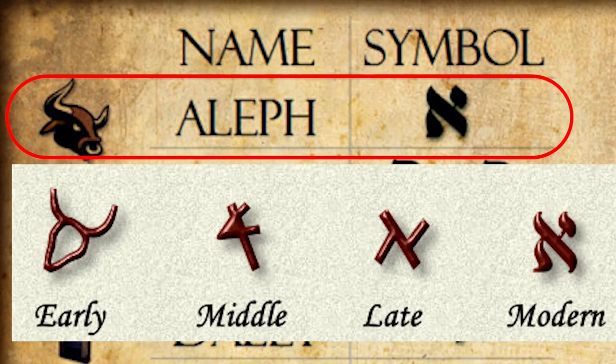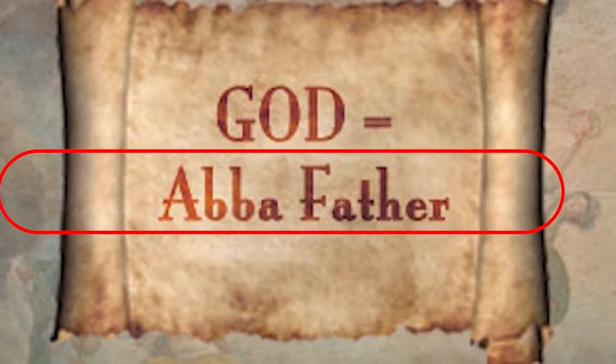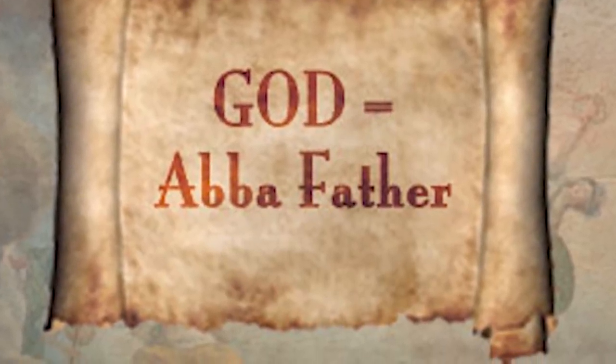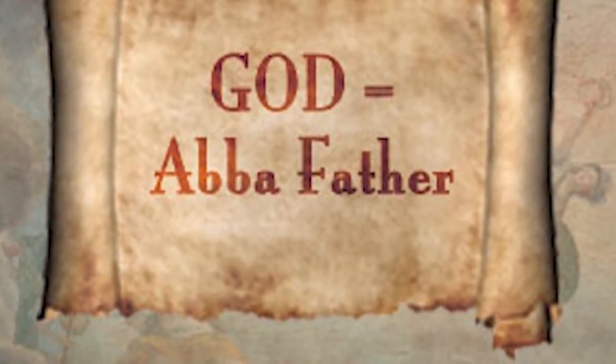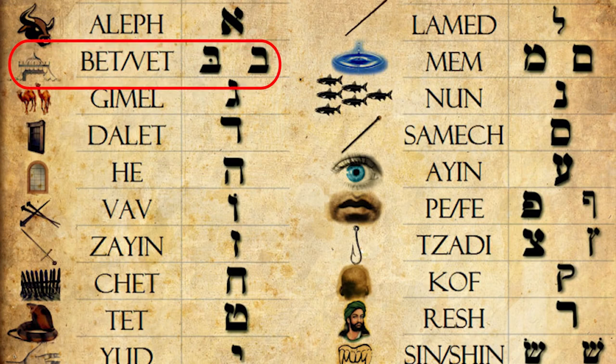And originally Hebrew was written with symbols. The pictographic symbol for Aleph is like an ox head, and it represents strength. Bet is tent or house. Ab, Aleph, Bet, Abba, father, the strength of the house. Aleph, strength. Bet, tent or house.